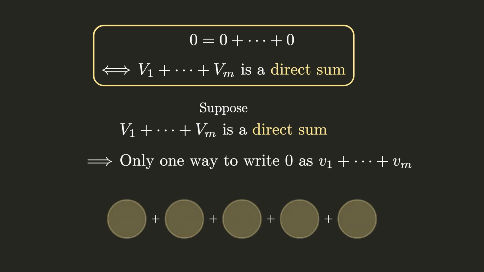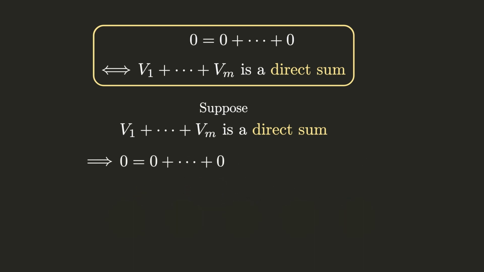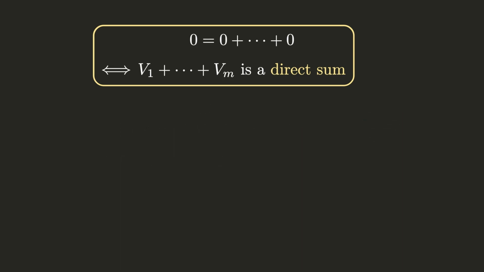And then because we know that 0 exists in every subspace, taking zeros from each subspace is one way to write 0 as a sum. And we know it's the only sum because of our previous assumption. So writing 0 as a sum of zeros is in fact the unique way to write it, completing one direction of the proof.